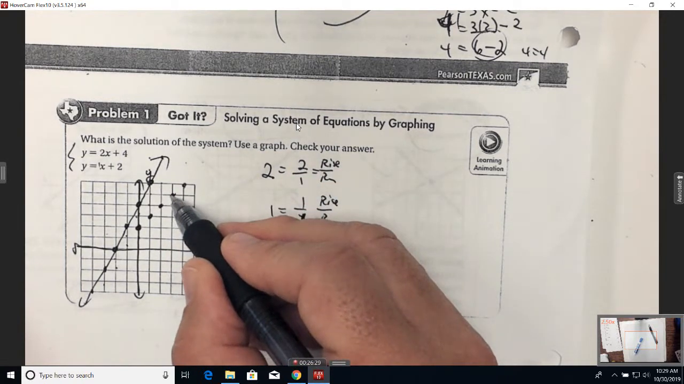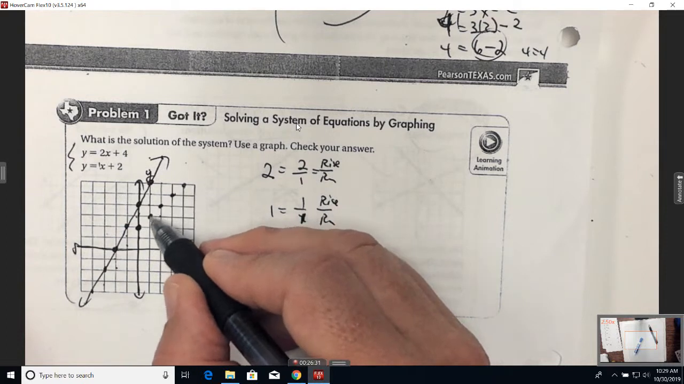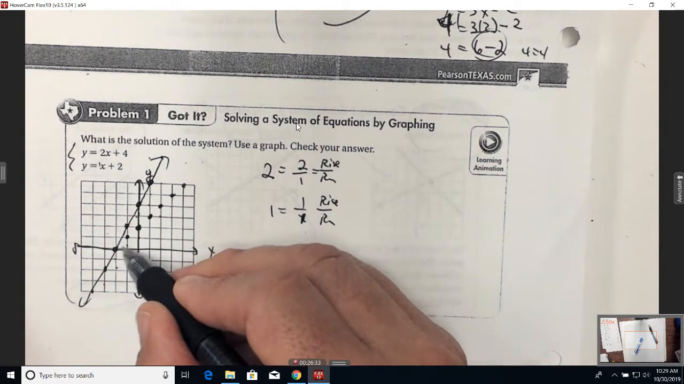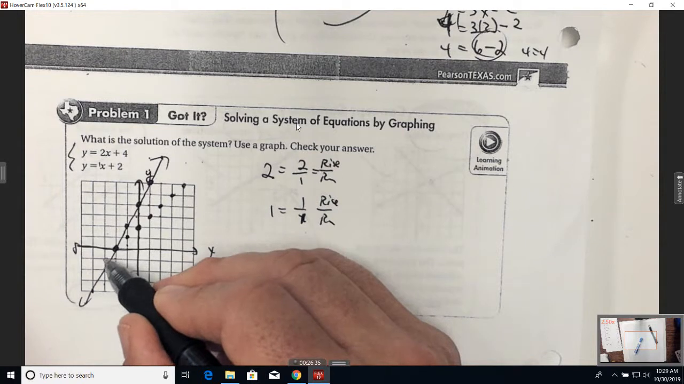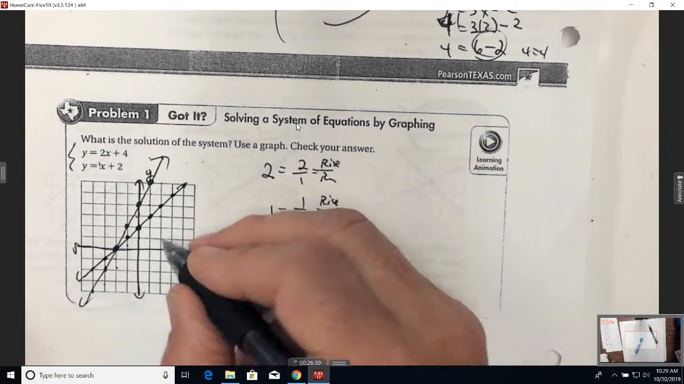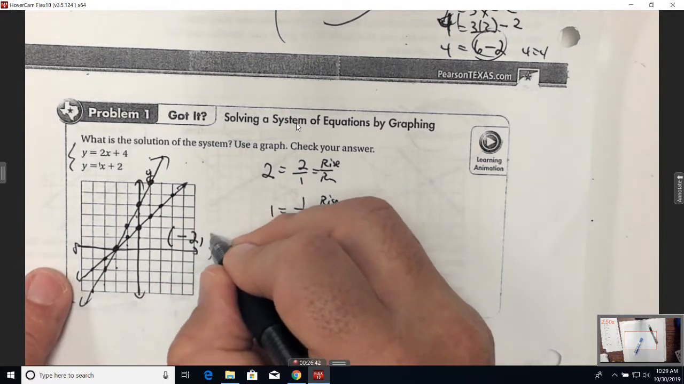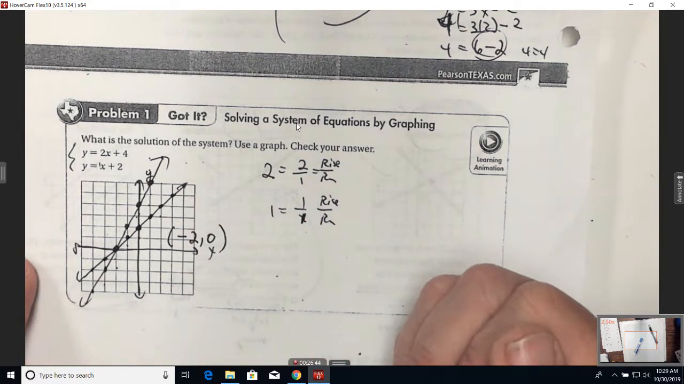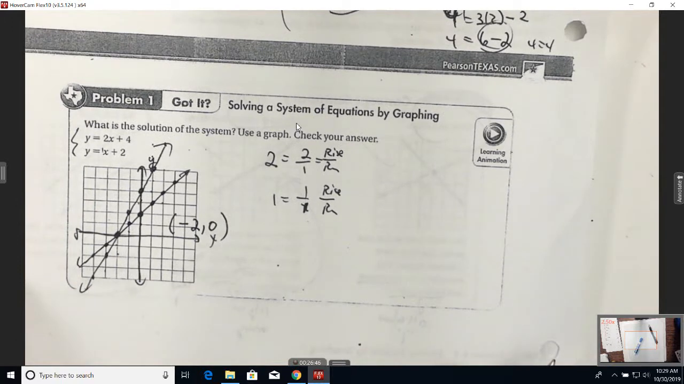Well, that's the same thing as down and left 1. Down 1, left 1. Down 1, left 1. Crosses right there. See how they share that same point? Where is that point? My solution would be x is negative 2, y is what? 0. Let's verify that with our calculator.